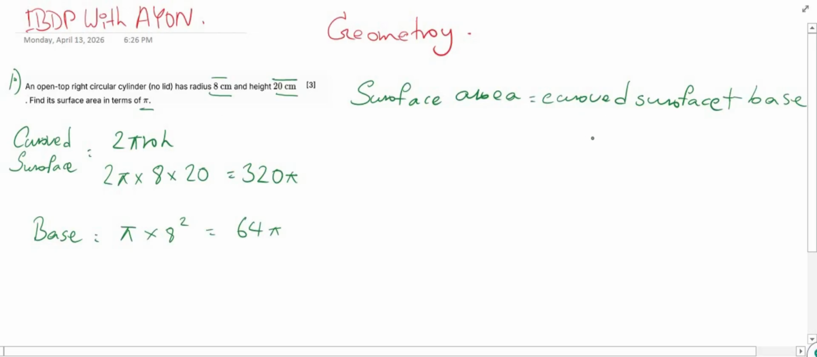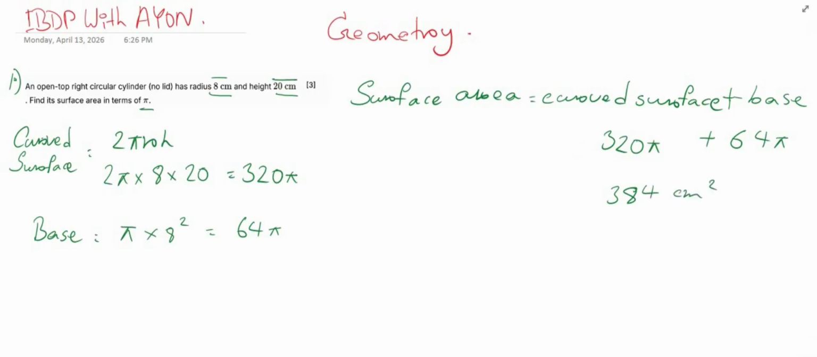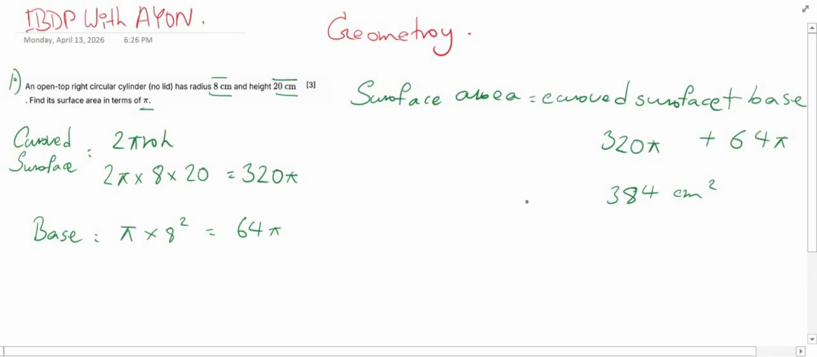Alright, so we have the curved surface area, which is 320 pi, and the base, which is 64 pi. So our total answer, if we add them, will be 384 pi centimeters square. So the surface area is this.